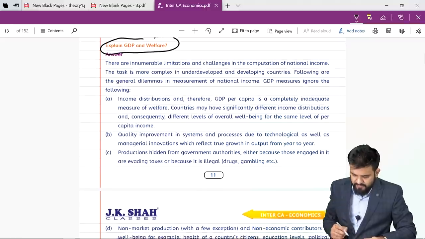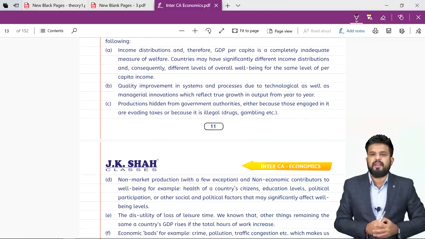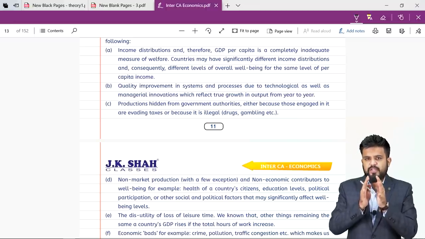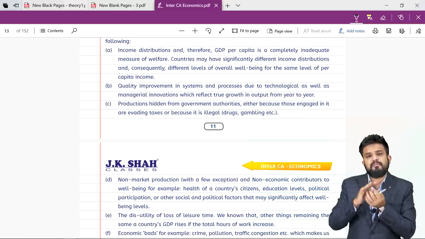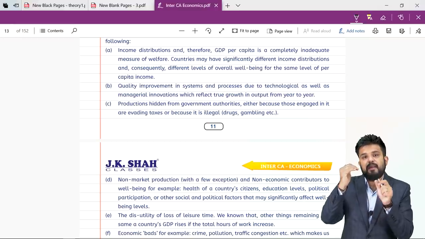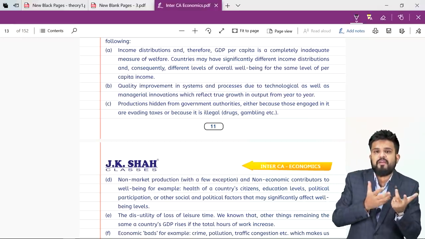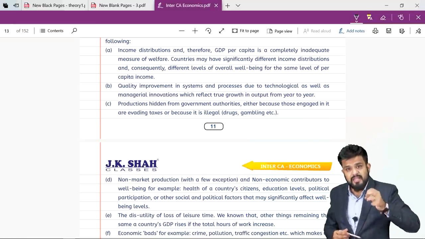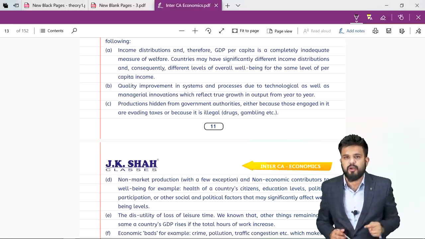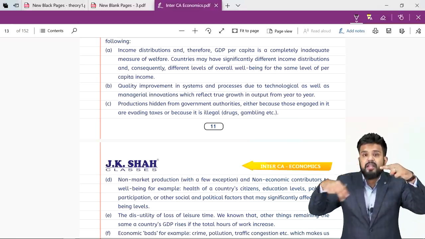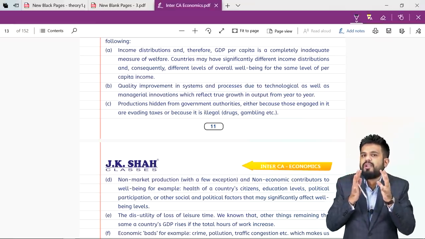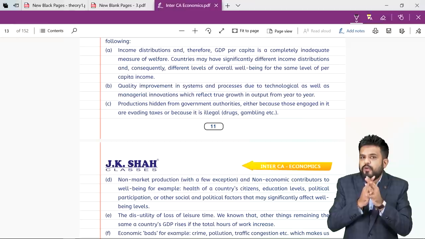GDP and welfare. Now what is this GDP and welfare? Now students, here there are a few points which will tell you that sometimes a country's GDP increases, but people may not get welfare. Or sometimes there is welfare to the people, but there is no addition in gross domestic product. Or sometimes you get both, there is welfare also, there is a rise in GDP also. So basically we are going to understand the mixture of GDP and welfare.